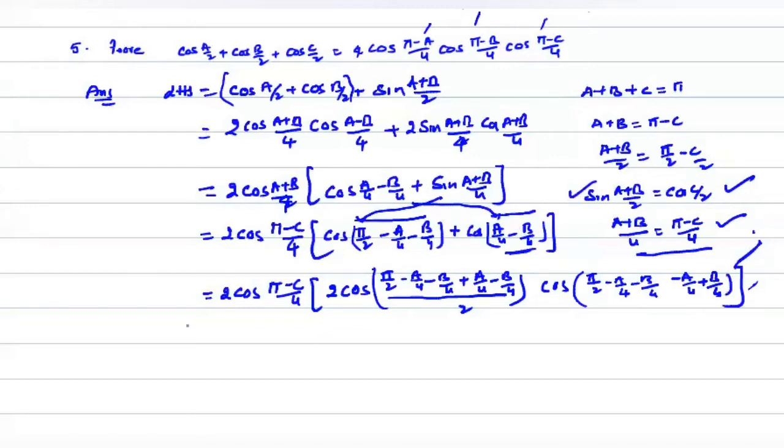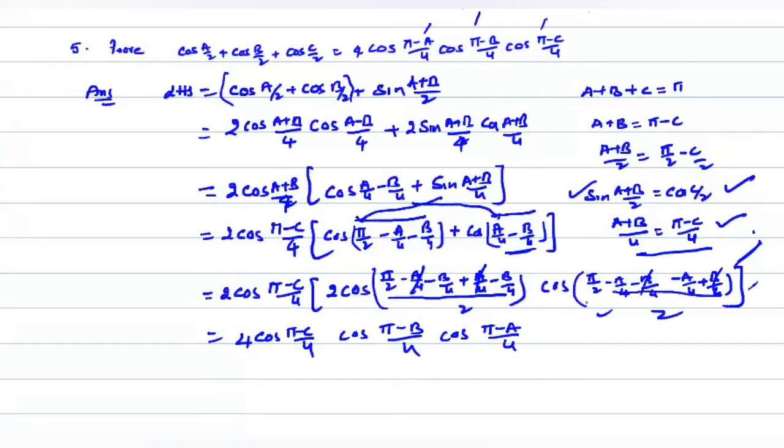Almost work completed. So 2 into 2, 4 cos pi minus c by 4 here. This a by 4 gets cancelled with the plus a by 4, minus b by 4 minus b by 4 is minus b by 2. Pi minus b by 2 by 2 is cos of pi minus b by 4. And this is cos of pi minus a by 4, since b gets cancelled here. Okay. So answer is 4 cos pi minus a by 4 cos pi minus b by 4 cos pi minus c by 4. This is the RHS.